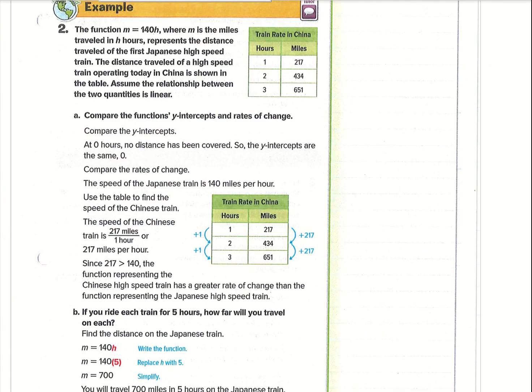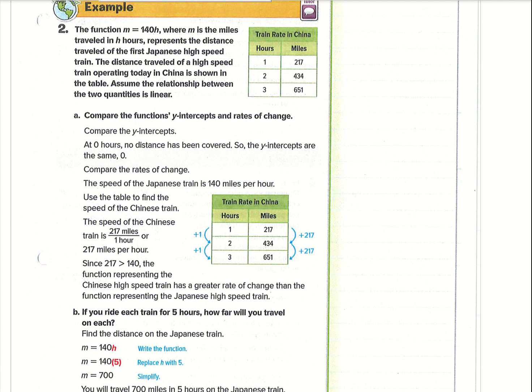All right, so if we look at example 2 now, on the next page, it says the function m equals 140h, where m is the miles traveled in h hours, represents the distance traveled of the first Japanese high-speed train. The distance traveled of a high-speed train operating today in China is shown in the table. Assume the relationship between the two quantities is linear.